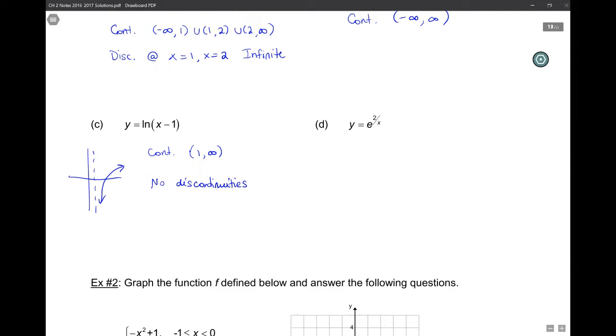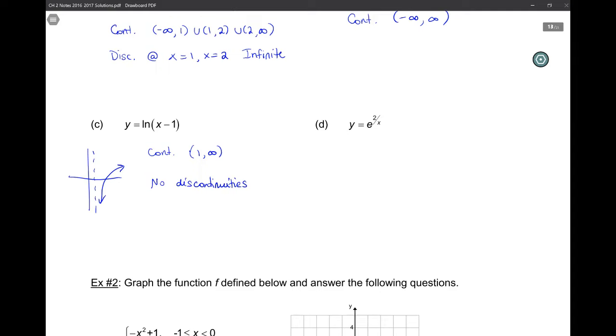So be careful here. Even though there's a vertical asymptote, it's not like separating. It's not like a rational function where I have part of the graph over here and part of the graph here. It's just the graph starts from here. So this has no discontinuities. Does that make sense?